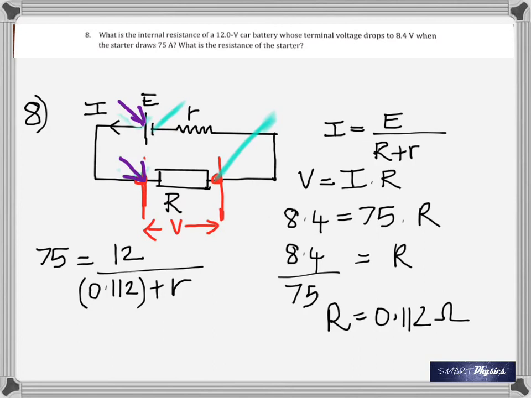What's the resistance of the starter? You won't even look at it. You will always be trying to find the internal resistance. But if you just use Ohm's law, get that, plug it into this equation, problem done. There it is.